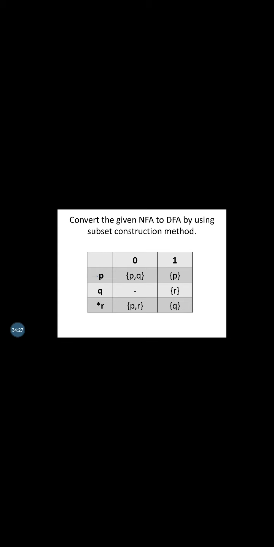Here you are given a transition table directly. Here P is the starting state and R is the final state. This is considered an NFA because P on 0 goes to two states, that is P and Q. Similarly, R on 0 also goes to two states, P and R. And also Q on 0 has no transition. But in a DFA, for each and every input symbol, a particular state has to respond.